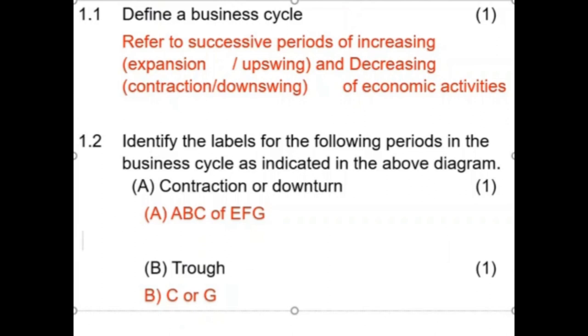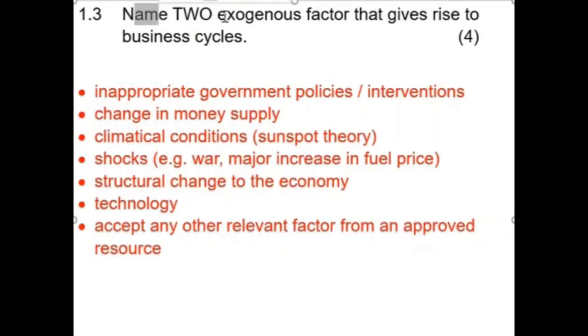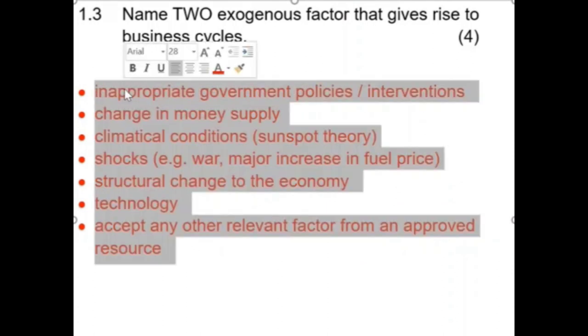Okay, let's move on. Name two exogenous factors that give rise to a business cycle. You know what they're saying? Name any two factors from the outside, exogenous, that lead to these big fluctuations. Why do we have these ups and downs? Why isn't it just a straight line? Because the government is not doing their work, or there's more or less money in supply. Shocks, technology. I don't want to spend time on this. This you must study. Study, study, study.